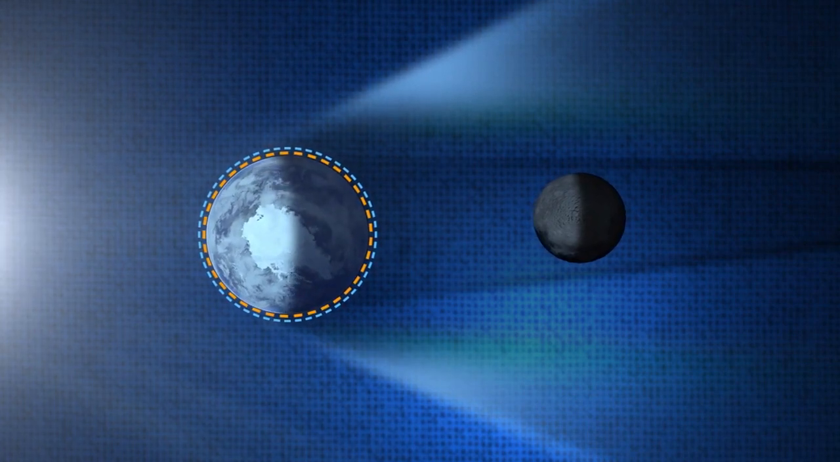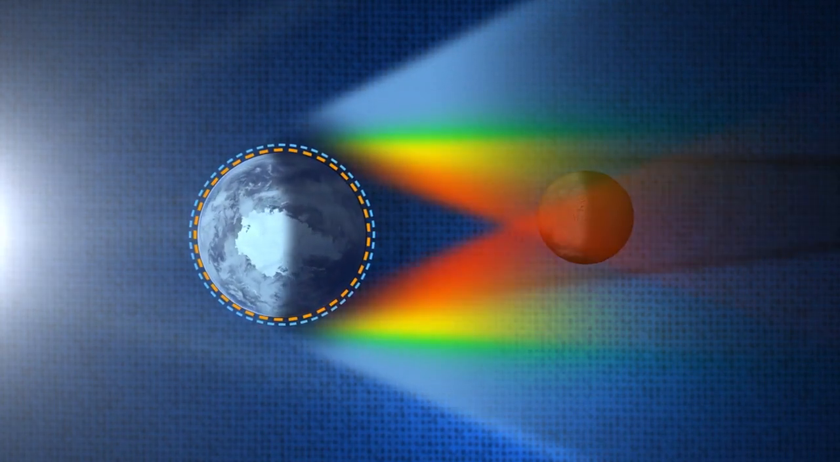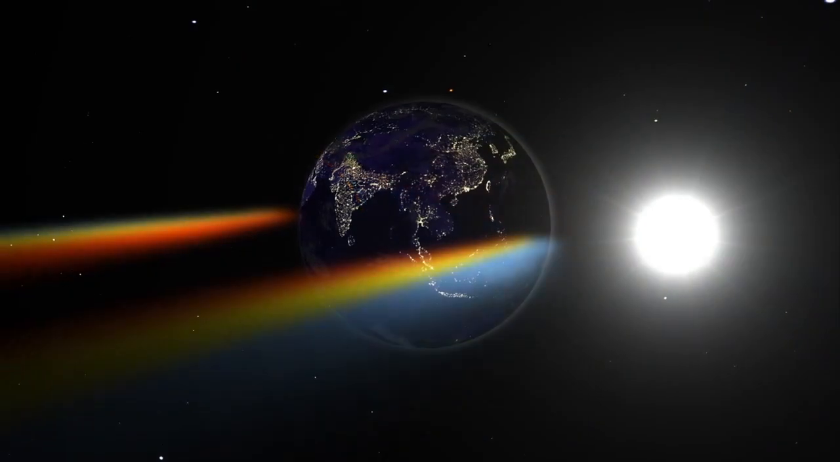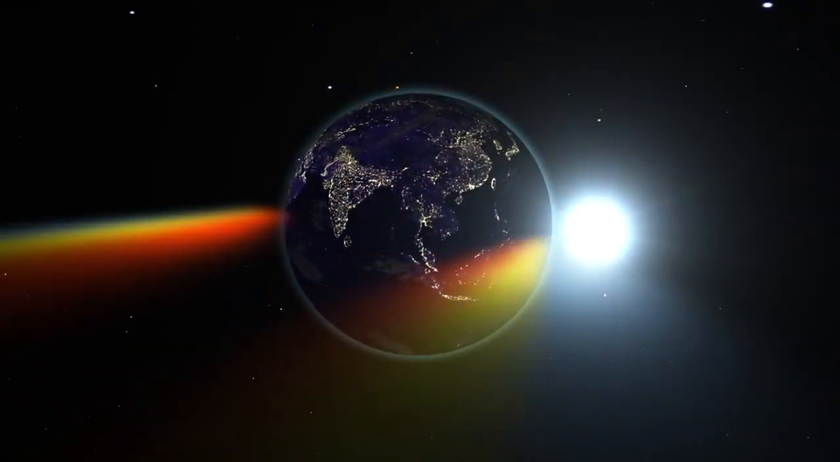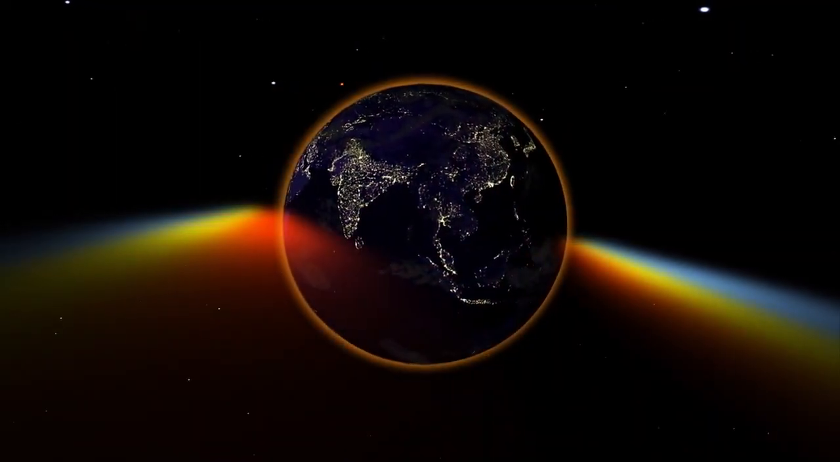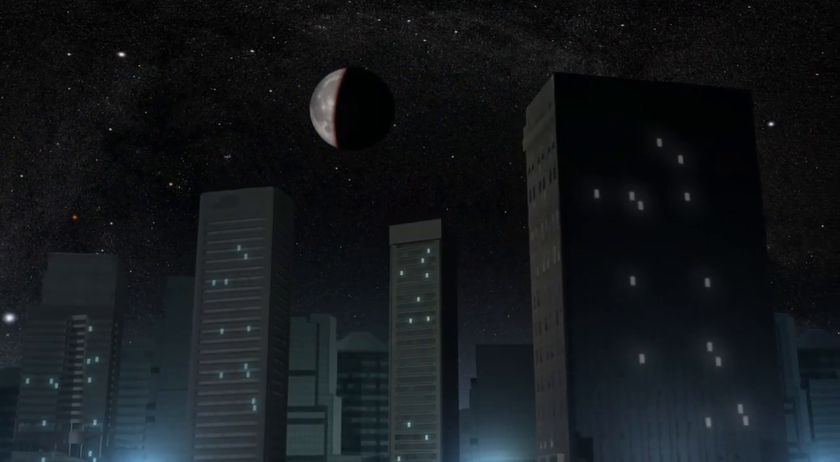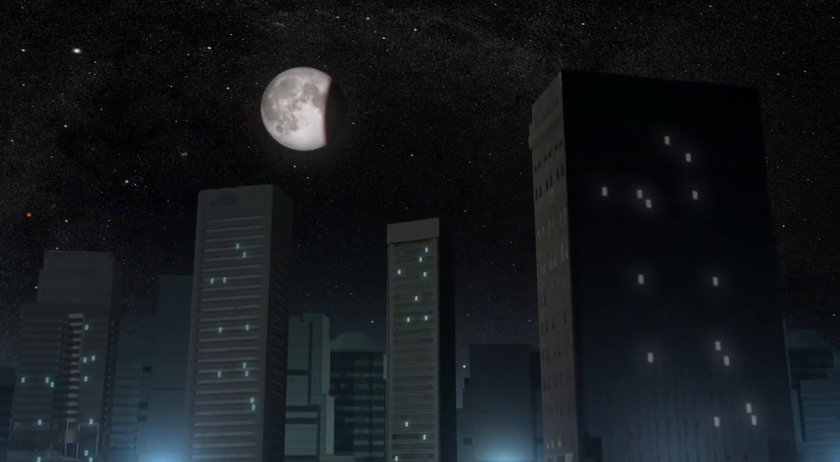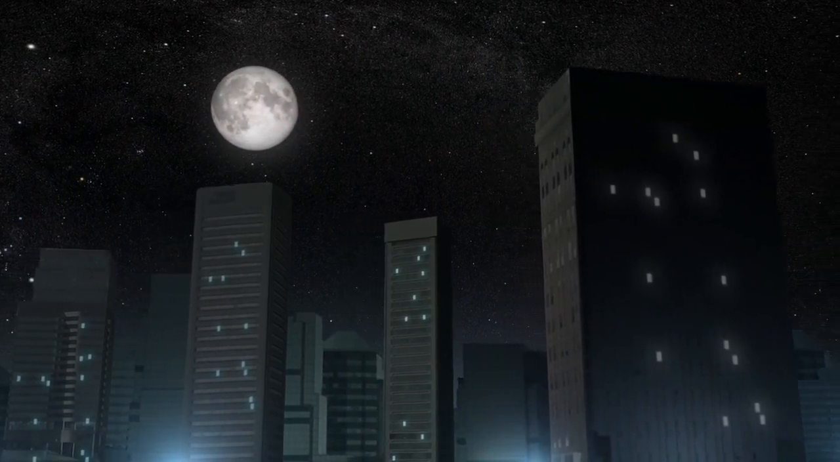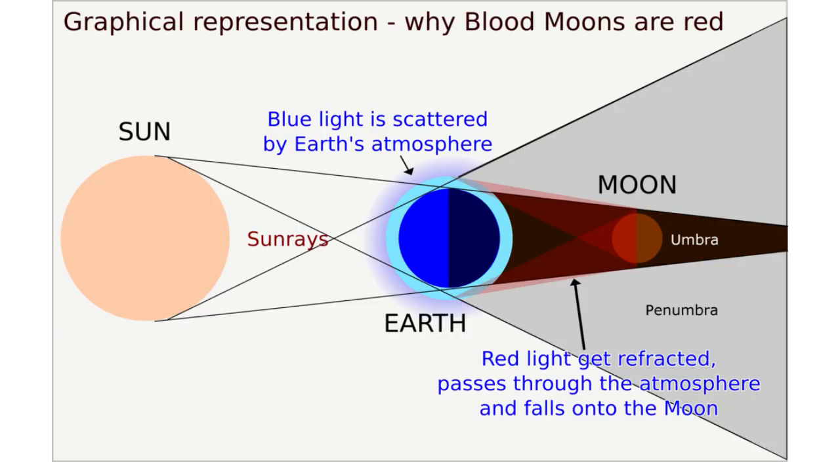Colors with shorter wavelengths, the blues and violets, scatter more easily than colors with longer wavelengths like red and orange. Because these longer wavelengths make it through Earth's atmosphere and the shorter wavelengths have scattered away, the moon appears orangish or reddish during a lunar eclipse. The more dust or clouds in Earth's atmosphere during the eclipse, the redder the moon appears.